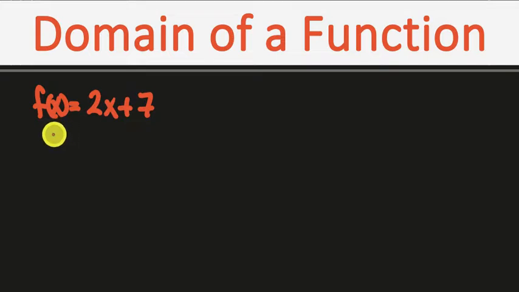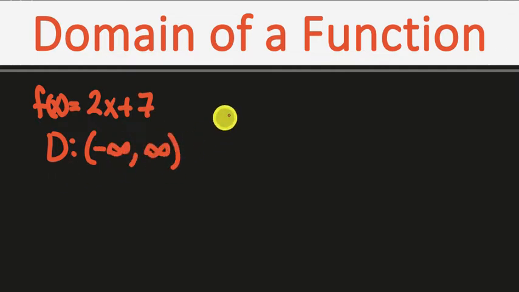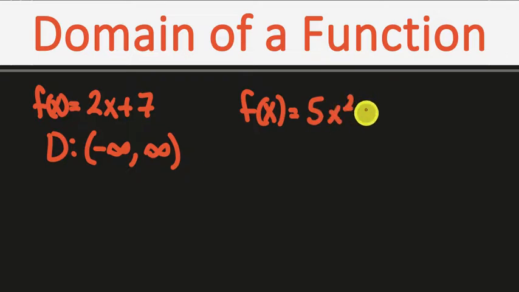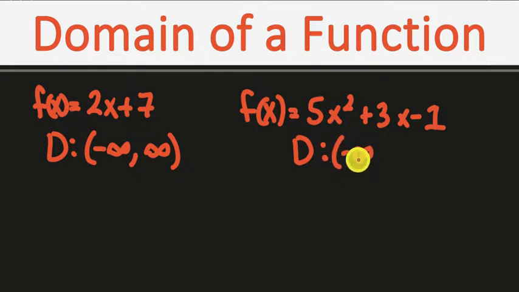The domain of this function in interval notation will be from negative infinity to positive infinity. The same is true when we have another quadratic equation, 5x squared plus 3x minus 1. The domain for this quadratic equation is going to be from negative infinity to positive infinity. We're allowed to plug in any value for x here.